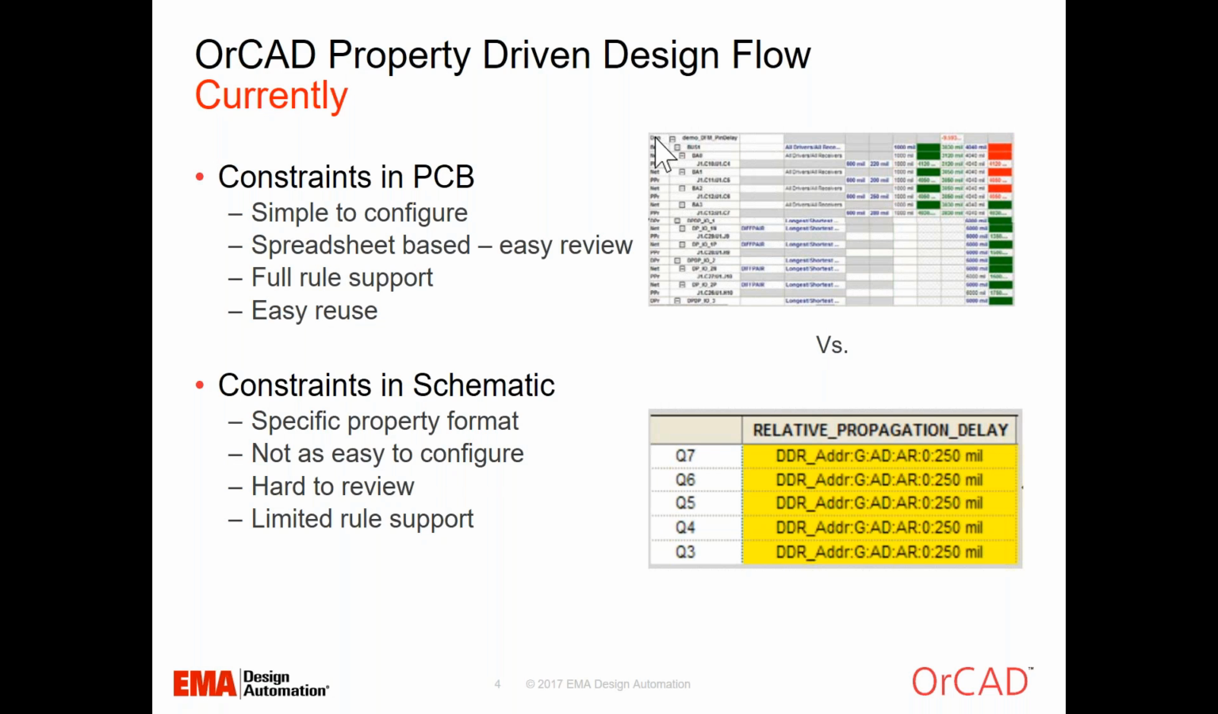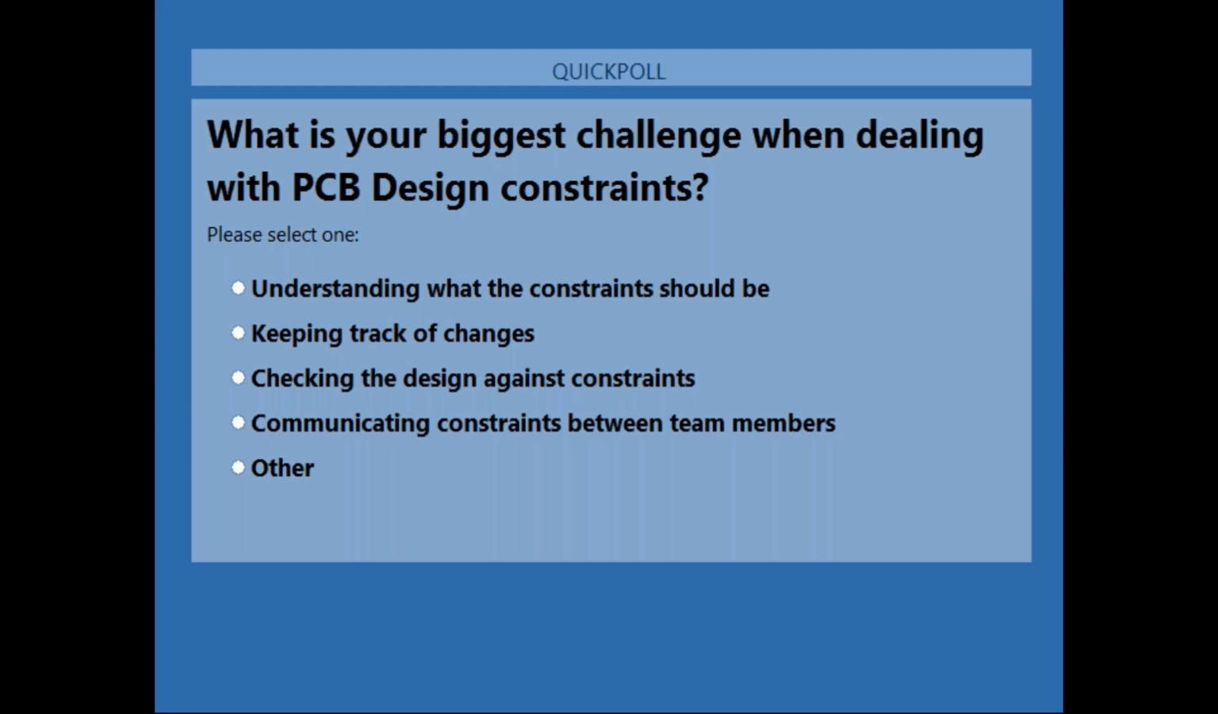Currently, most constraints are entered in the Constraint Manager in PCB Editor. The spreadsheet-driven interface makes it very easy to enter and review constraints. Adding certain properties in the OrCAD Capture Property Editor allows you to create constraint overrides in PCB Editor. However, not all constraints are available in the OrCAD Capture Property Editor, and the syntax required for some of them is not straightforward, which makes them difficult to add and review.